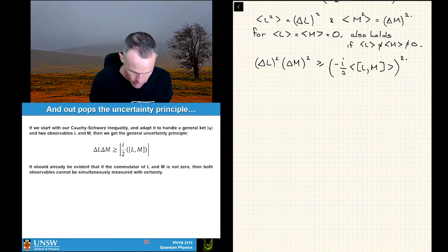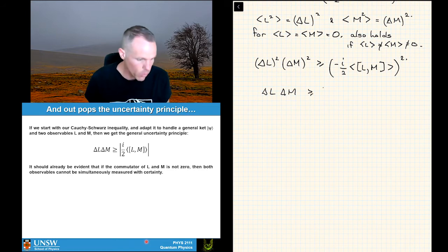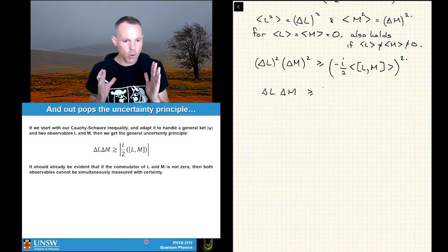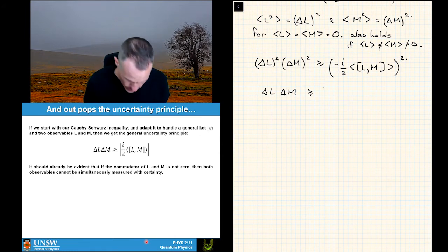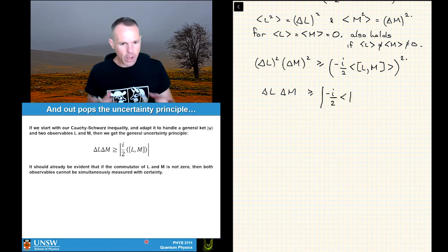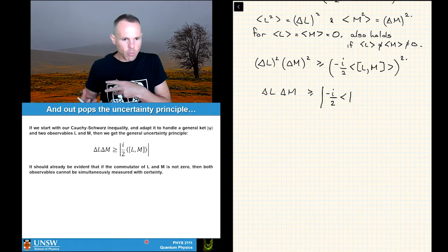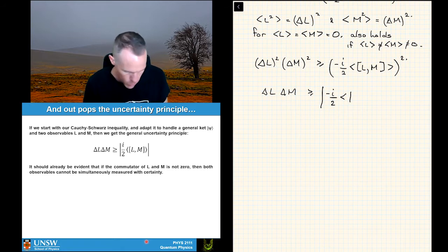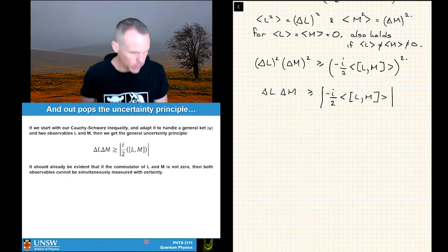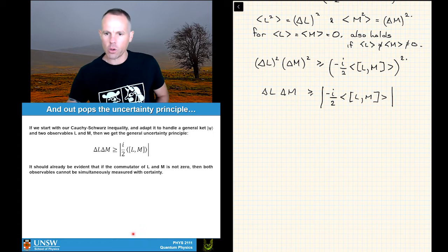So what we have here is basically delta L, delta M is greater than or equal to, when we take the square root to keep everything well behaved, we're going to take the absolute value, just in here. So minus i on 2, because otherwise we don't want something to pop out that's complex, okay? So we'll restrict ourselves to that, L comma M, like so. Okay, and this, of course, is our final result.